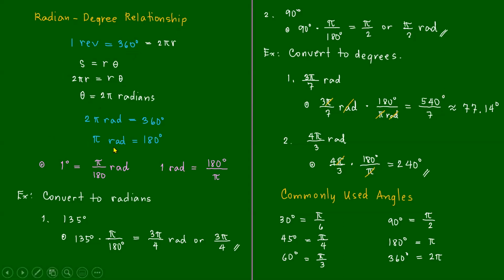Dividing by 2, pi radians is equal to 180 degrees. The radian measure can be omitted, so you can just write pi if you want.